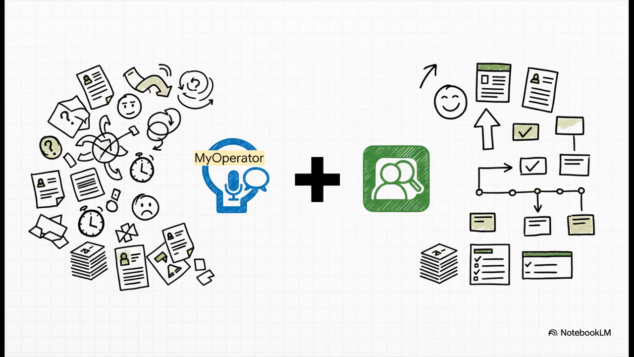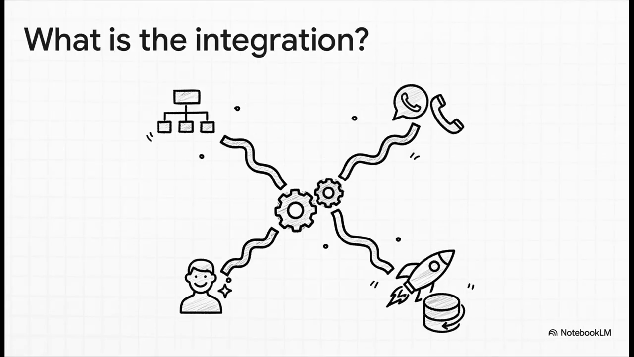This is the MyOperator and Zoho Recruit integration. And I want you to think of it as more than just another piece of software. It's like a dedicated AI operator for your hiring communication built specifically to bring some serious order to all that chaos. So how does it actually work?